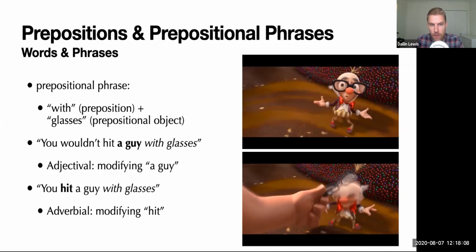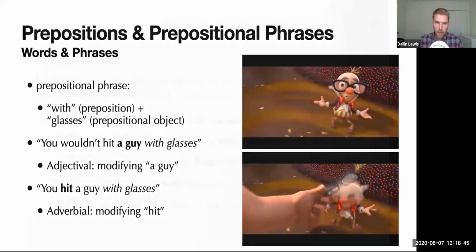Now, however, we do have the movability principle. And we know that adverbials are generally more movable. If I move it to the beginning and I say, with glasses, you hit a guy, that could not mean the same thing as an adjectival. I would no longer assume I am hitting somebody who is wearing glasses. You would assume I'm hitting somebody using glasses. And that suggests that that's the adverbial usage because it is movable. I could move it to the beginning of a sentence instead of the end, and it still keeps the same meaning, whereas the adjectival version does not. Okay, clear as mud.